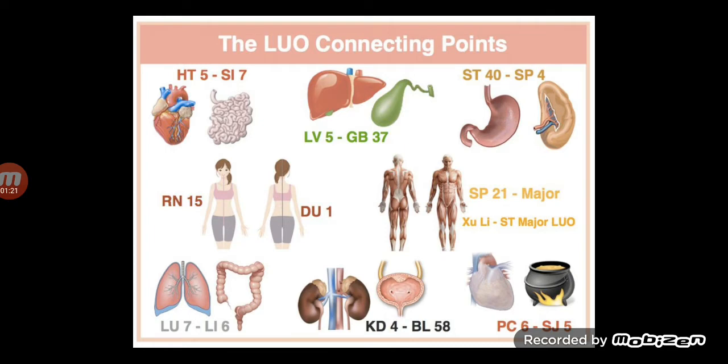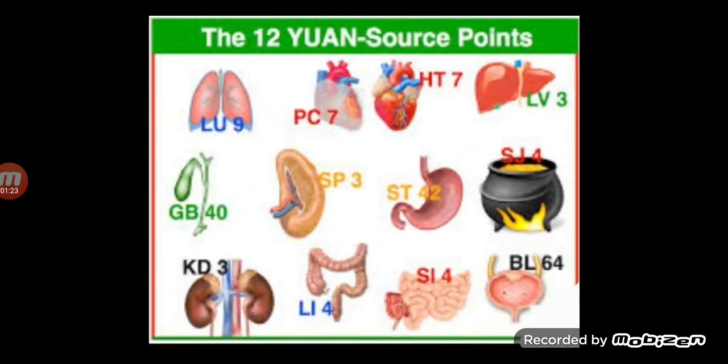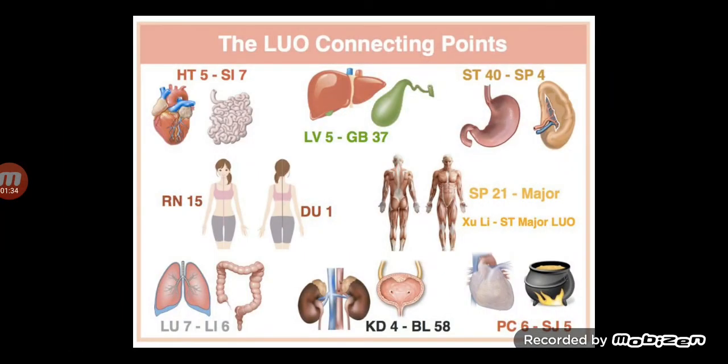But if a person is suffering from a gallbladder issue, we will diagnose him first, then we will give him the Yuan source point first, that is GB40, and its paired organ is the liver, so we will give liver 5. In this way we have to make the protocol. Always keep in mind the first point will be the Yuan source, then the second point will be the Luo connecting point.